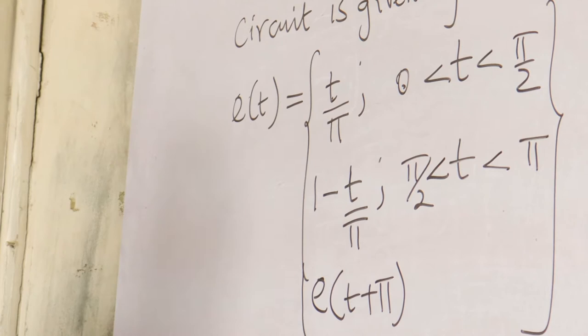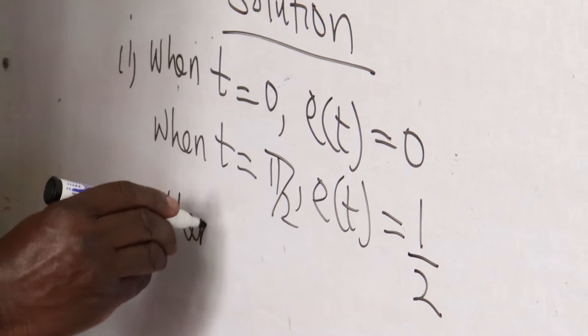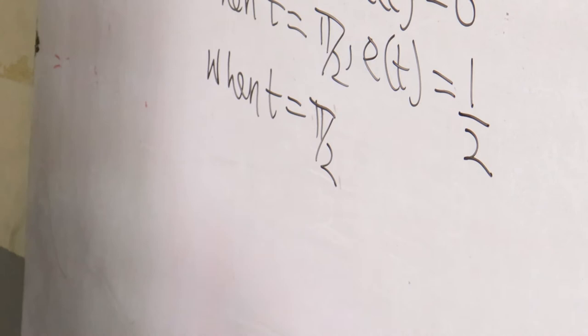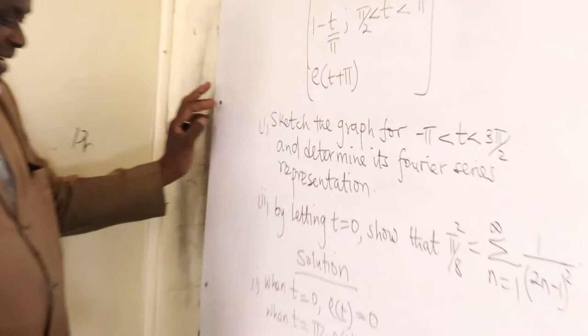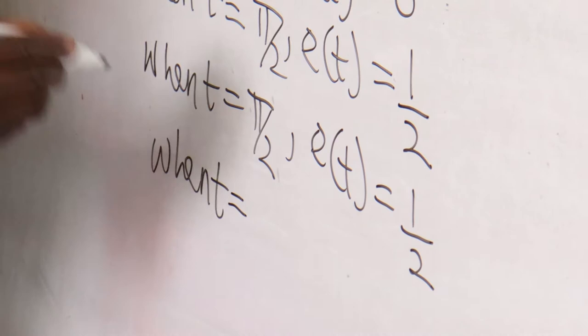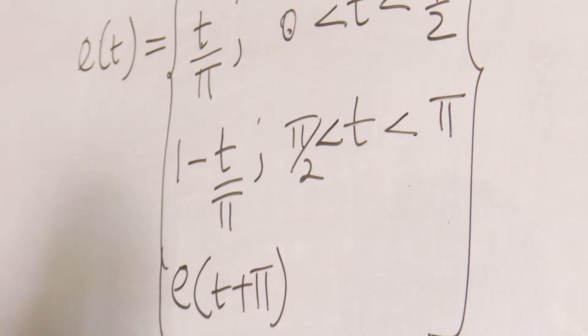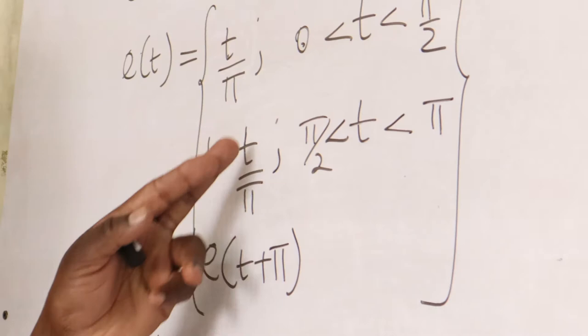When t is equal to also pi all over 2, for the next interval, you input it here, our e of t will also be a half. Because when you insert pi all over 2 here, it is a scenario of 1 minus a half, which is equal to a half. When t is now equal to pi, what will be our e of t? E of t will be equal to 0, where pi over pi will be 1, 1 minus 1 is 0.